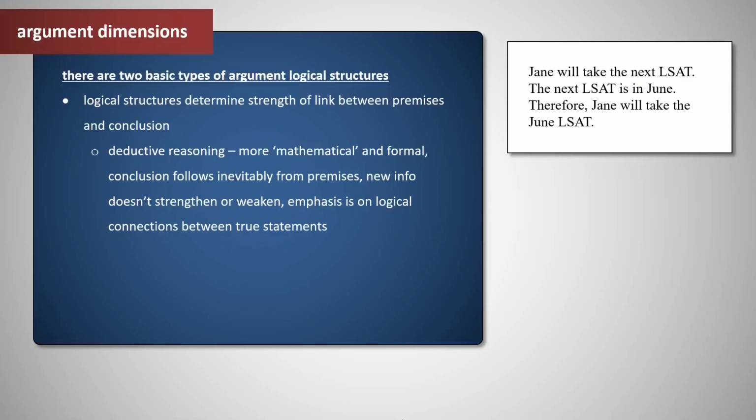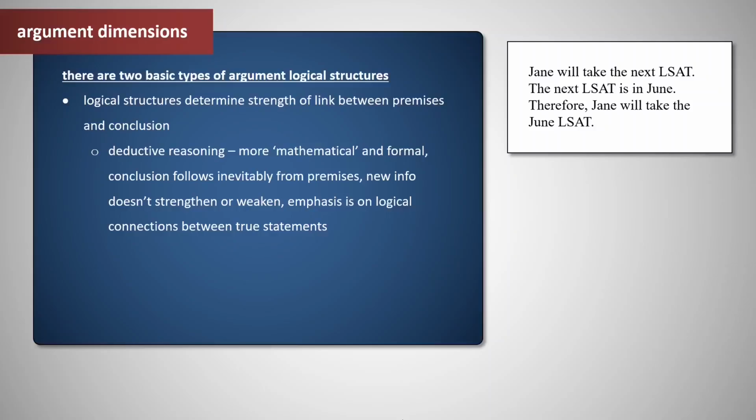So here's an example of an argument of that sort. It says that Jane will take the next LSAT. The next LSAT is in June. Therefore, Jane will take the June LSAT. As you see here, there really isn't anything we can add or take away to make this argument weaker or stronger. If it's true that Jane's going to take the next LSAT and the next LSAT is in June, then it automatically and sort of mathematically follows that Jane is going to take the June LSAT.